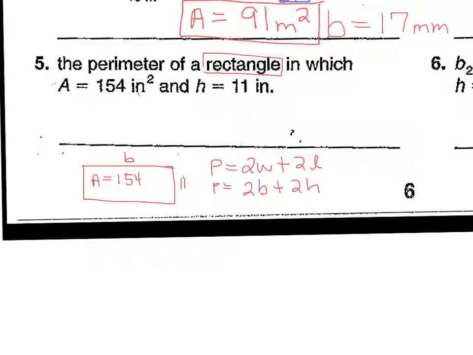So I need to find the base. Again, I need to go back to what I did in number 2 and number 4. First, I need to find the missing side with the area formula. It's a rectangle, base times height. The area given is 154.